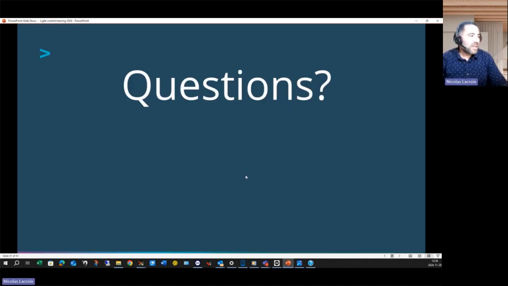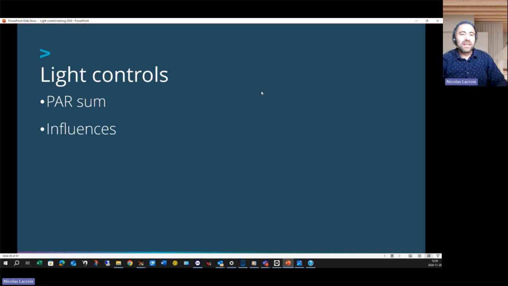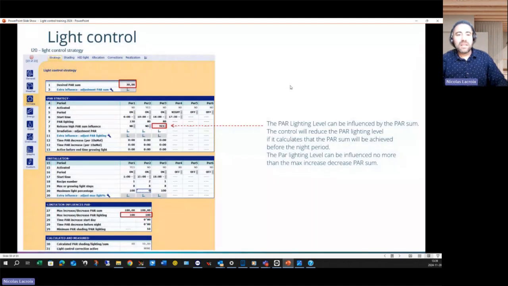Any question about that module? No? Okay, let's continue then. Now we'll see the light control, so the PAR sum and the influences. So that's in page I-20 here.